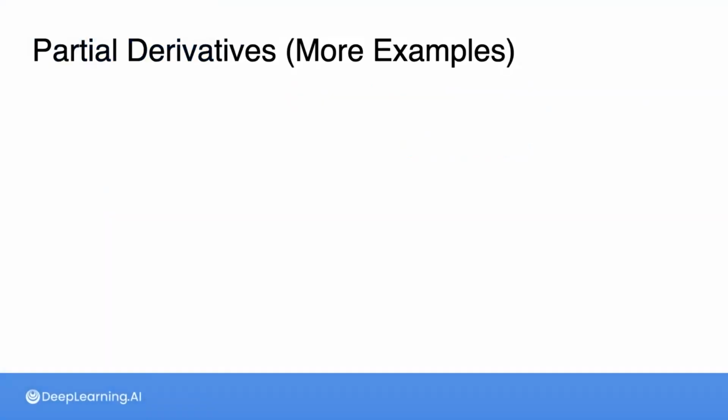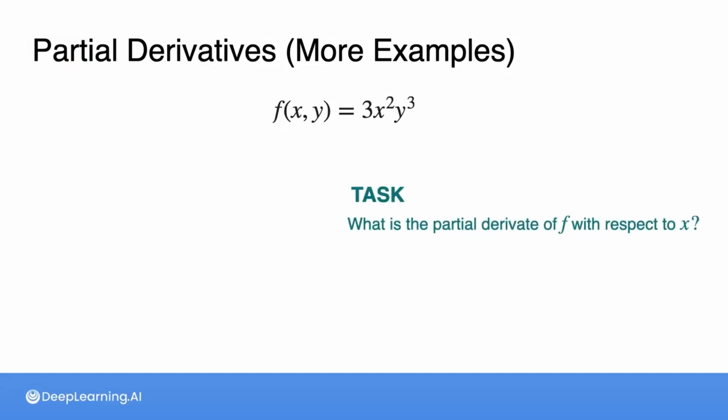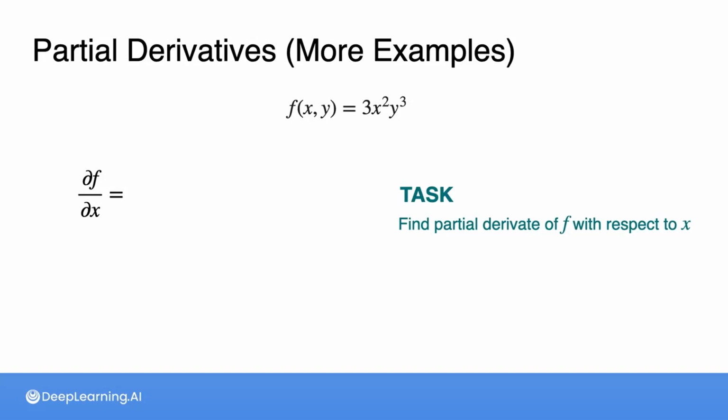So in order to really nail down the concept of a partial derivative, let's do one more example. Let's say that the function now is f of x y equals 3x squared times y cubed. So the task is to find the partial derivative of f with respect to x. So in the following quiz, calculate the partial derivative of f with respect to x, or ∂f over ∂x. So the way to do this is with the two previous steps that we learned. Step 1 is treat all the other variables as constants.